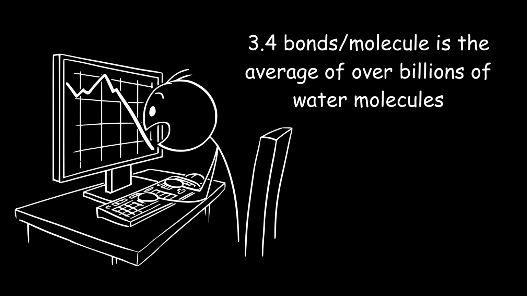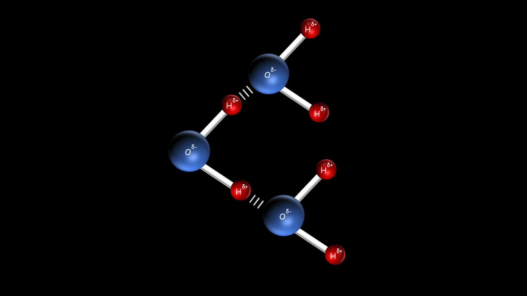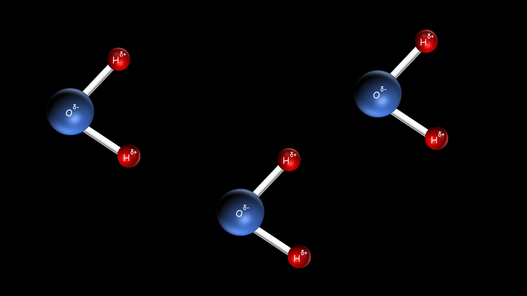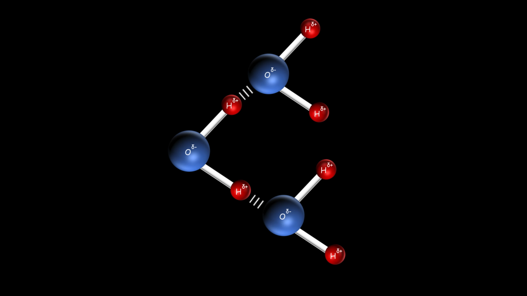When taken over billions of molecules, the statistical average of number of hydrogen bonds is 3.4 bonds per molecule. We have to understand that each water molecule is not forming 3.4 bonds. Rather, when taken over billions of molecules, the average comes out to be 3.4 bonds per molecule because of the constant breaking and making of bonds caused by the motion of water molecules.